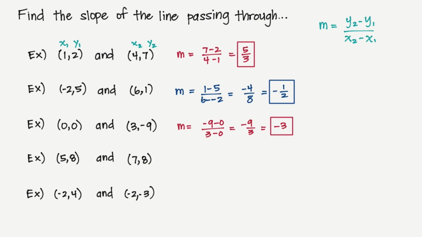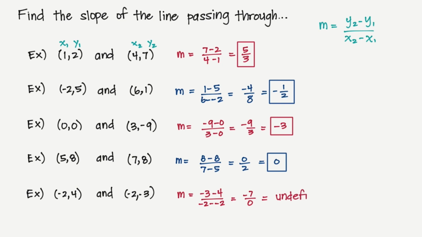All right, let's move on. Let's subtract our y values again. So 8 minus 8, and then over the x value, so 7 minus 5, which leaves me with 0 over 2, which simplifies to 0. So you can imagine this would be a flat horizontal line. Finally, let's subtract the y values one more time, so negative 3 minus 4 over subtracting the x values, so negative 2 minus negative 2. This simplifies to negative 7 over 0. Since 0 is on the bottom, this is undefined.